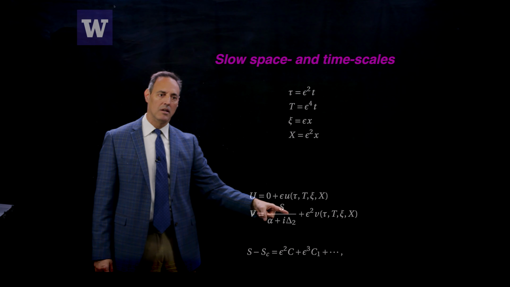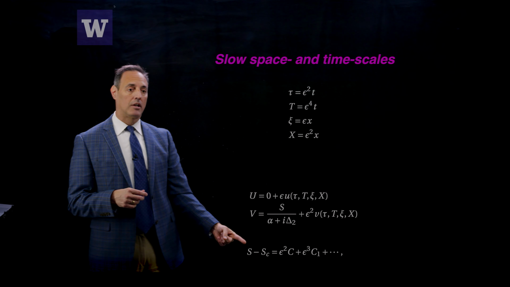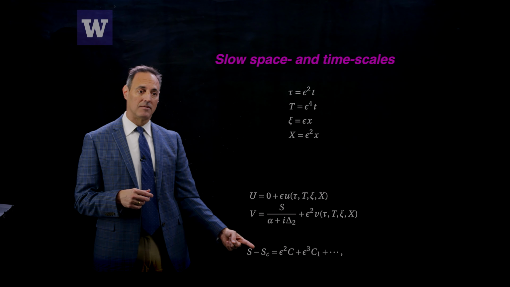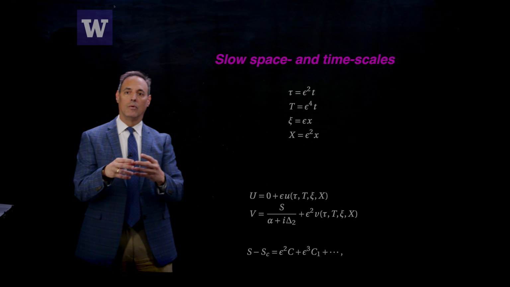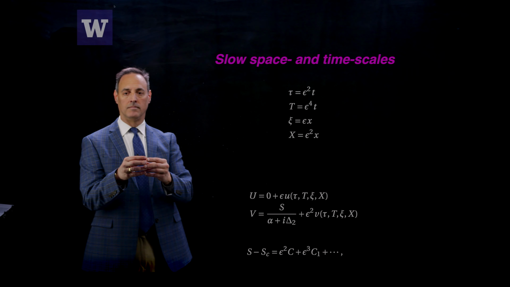V is going to be the solution, this is the constant solution, plus epsilon squared v. And again, I know these dominant balances because you can actually go capture them to make sure that you get the right dominant balance physics. I look near the bifurcation point. So S minus S of C is epsilon squared C and corrections. So I'm expanding with slow space time scales near the bifurcation point.